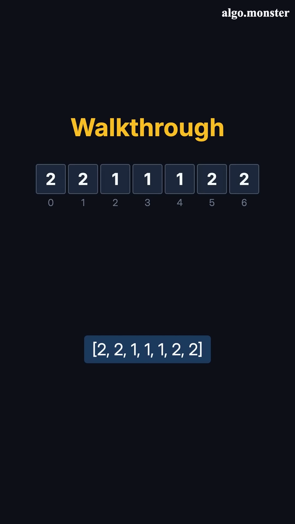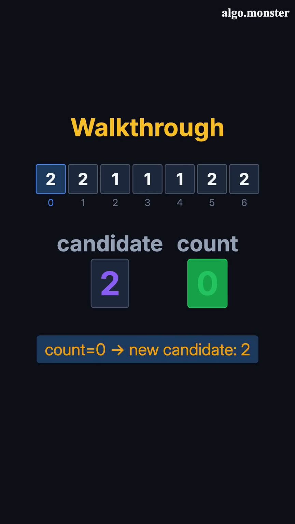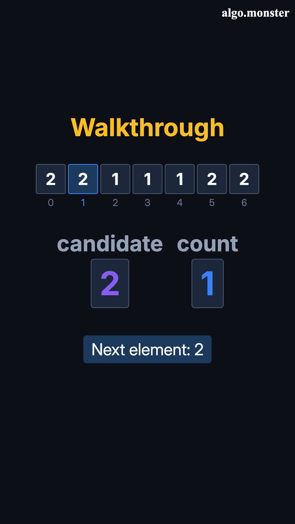Take the array 2, 2, 1, 1, 1, 2, 2. Start with count 0. We see 2. Count is 0, so 2 becomes our candidate. Set count to 1. Next is 2. It matches our candidate. Count goes to 2. Next is 1. 1 differs from 2. Decrement count to 1. Next is 1 again.